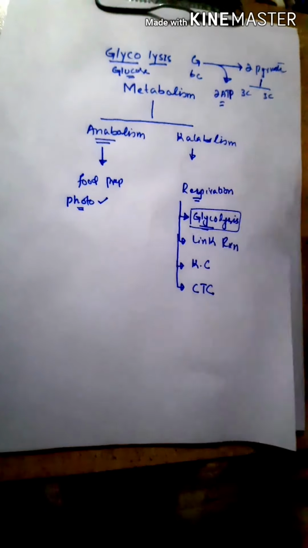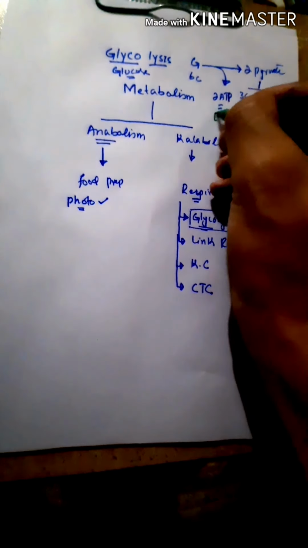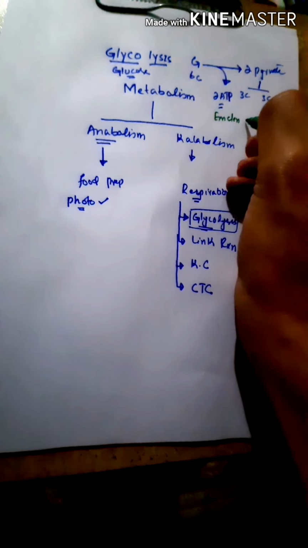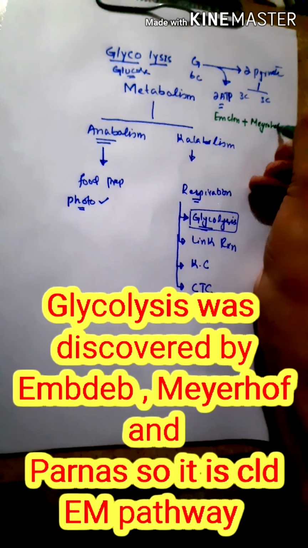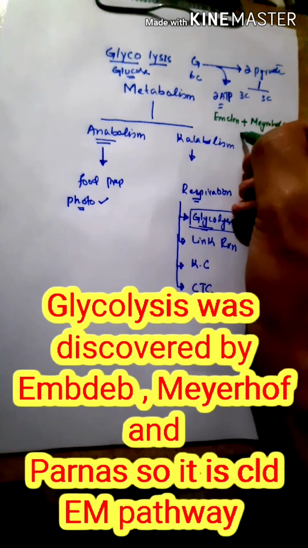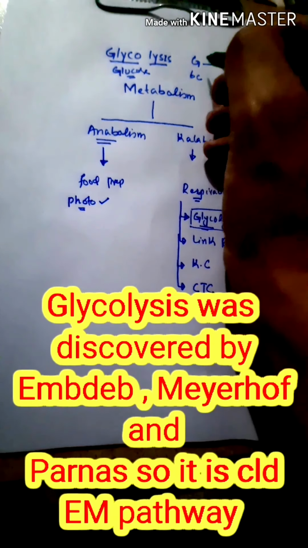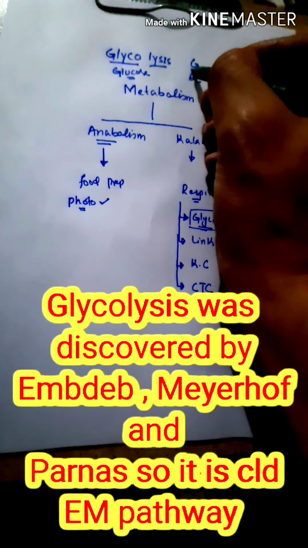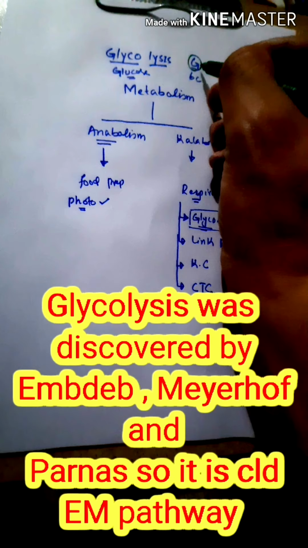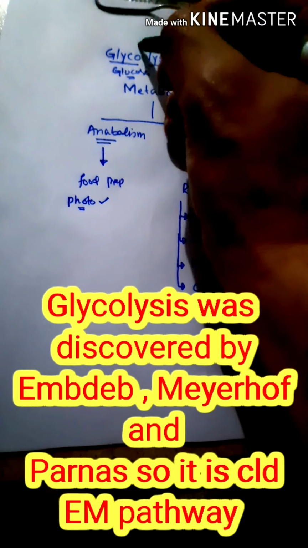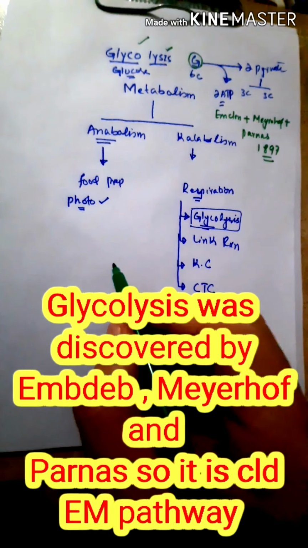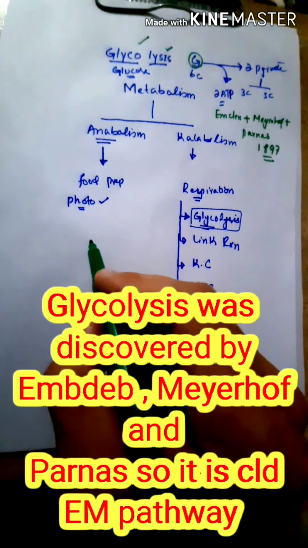Glycolysis was discovered by 3 scientists: Embden, Meyerhof, and Parnas, in 1897. The cell membrane of a cell is permeable to glucose, so when glucose enters the cell, it may undergo glycolysis or other metabolic pathways. The glycolysis process may be aerobic or anaerobic.